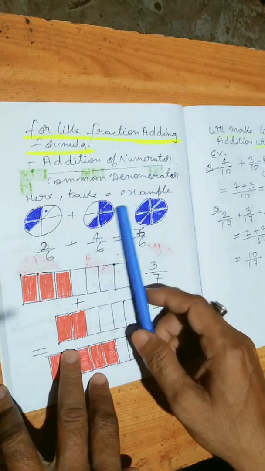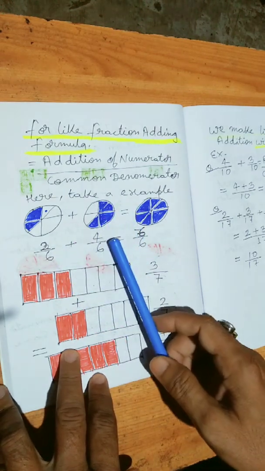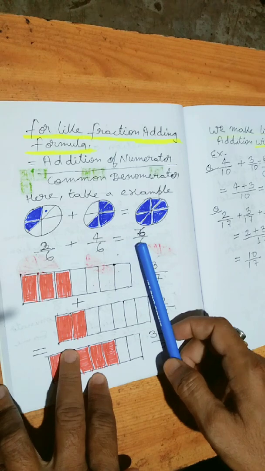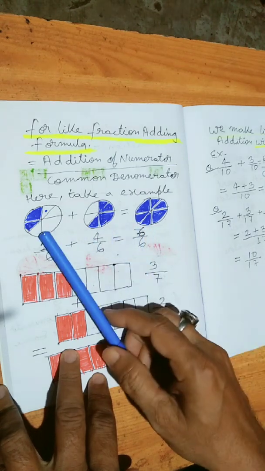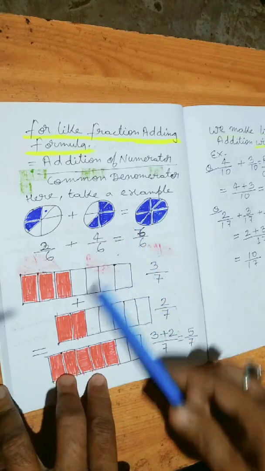Here take example 2 by 6 plus 4 by 6 is equal to 6 by 6. Here 2 and 4 plus is equal to 6 by 6.